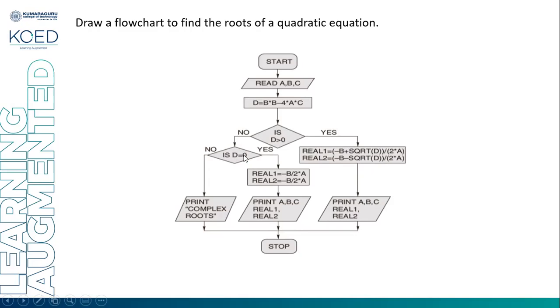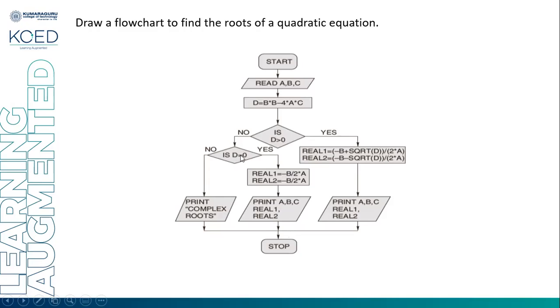If d greater than 0 is no, then we check whether d equal to 0. If d is 0, then we calculate minus b divided by 2 star a, so real 1 and real 2 equal minus b divided by 2 star a. Print a, b, c and real 1 and real 2, and it will stop.